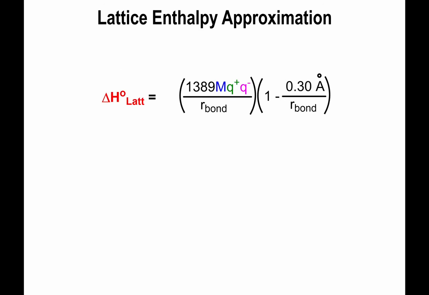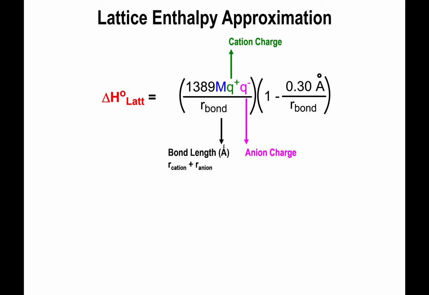The approximation follows the following equation. You have a few parameters that need to be stated. Q plus is the charge of the cation. Q minus is the charge of the anion. R bond is the summation of the cationic and anionic radii.